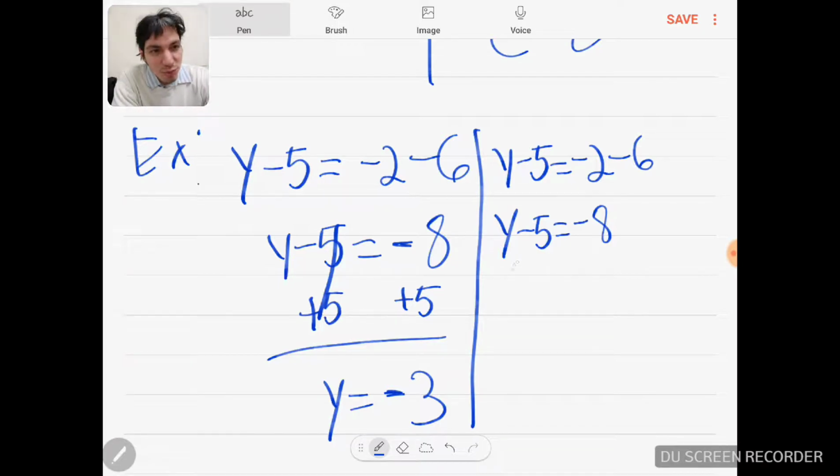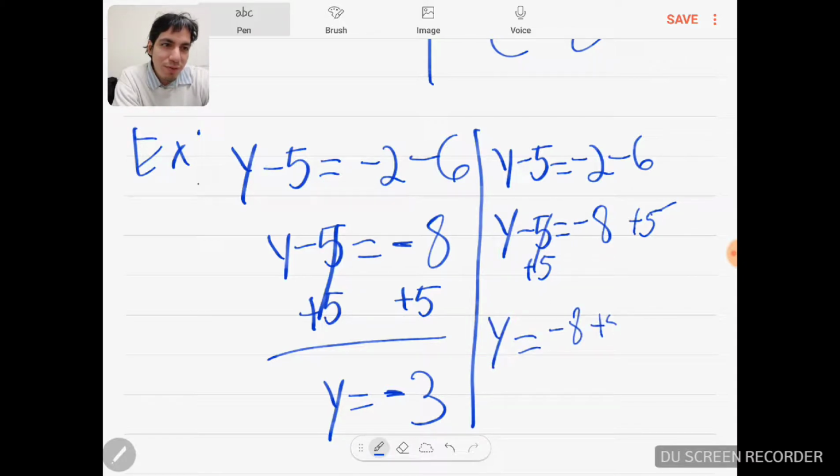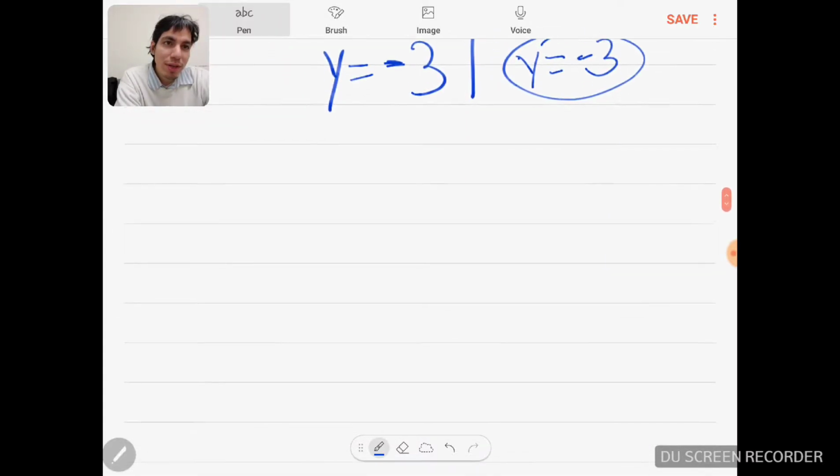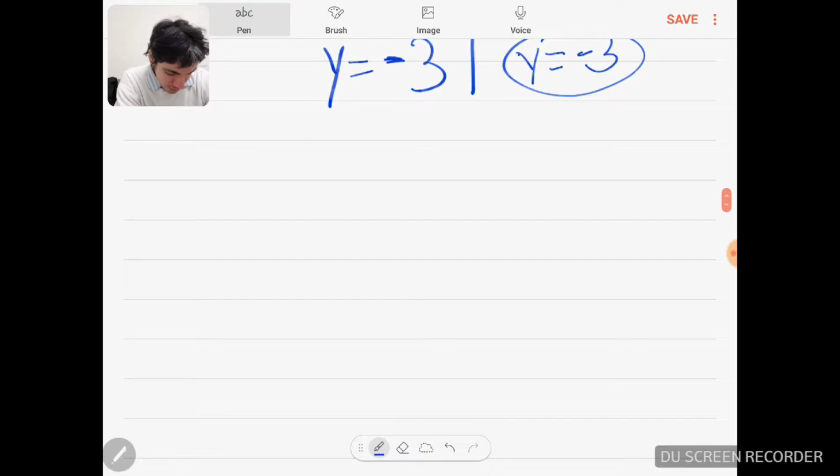What you can do is when you add 5, you could also add it to the side. Y equals negative 8 plus 5. You get to combine these two, so you still get y equals negative 3 as your answer anyway. So let's go down. Let's try another problem.